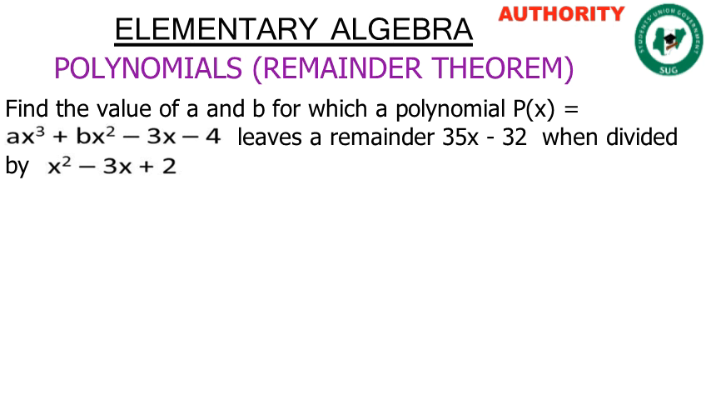Find the value of a and b for which a polynomial p of x is equal to ax cubed plus bx squared minus 3x minus 4 leaves a remainder 35x minus 32 when divided by x squared minus 3x plus 2.